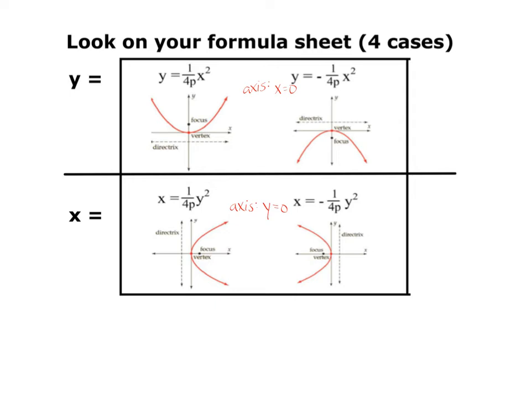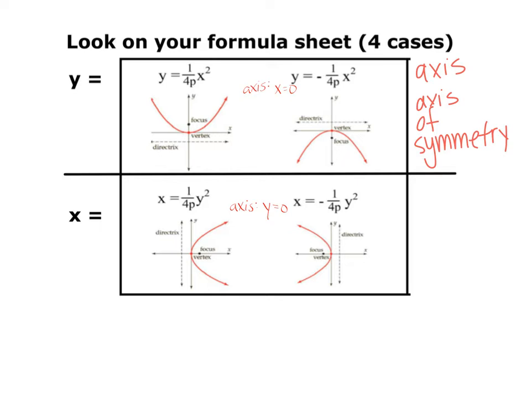Which then brings us to the equations on your formula sheet. So if your parabola opens up or down, it's going to be written as y equals. If it's opening right or left, it's going to be an x equals equation. If you notice, the y equals has an x squared in it, and the x equals has a y squared in it. And for both of these, your axis is either the y-axis or the x-axis, and we call that the axis of symmetry.